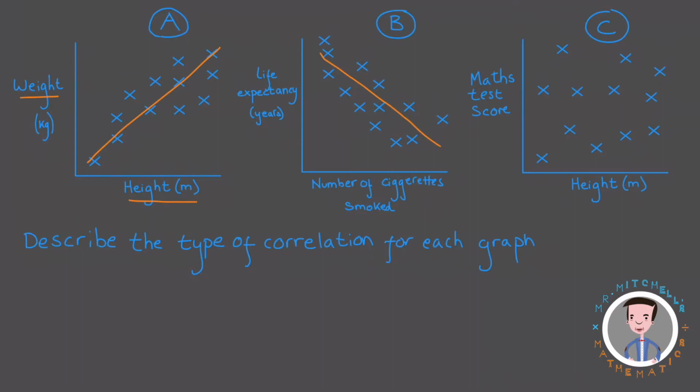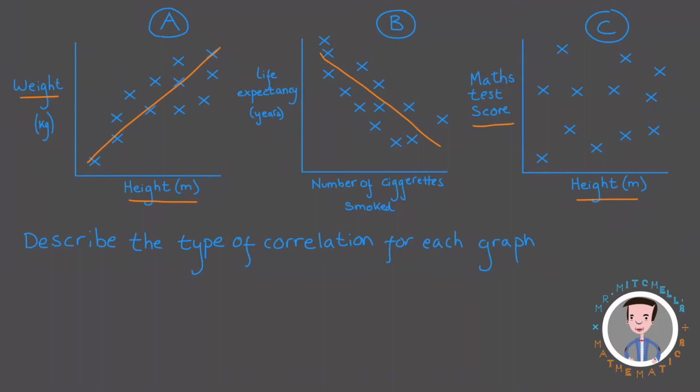And in graph C, we have an example of no correlation between height and maths test score. In this case, what we're saying is that the height of a student or the height of someone taking an exam has no impact on their maths score, which doesn't really need explaining.